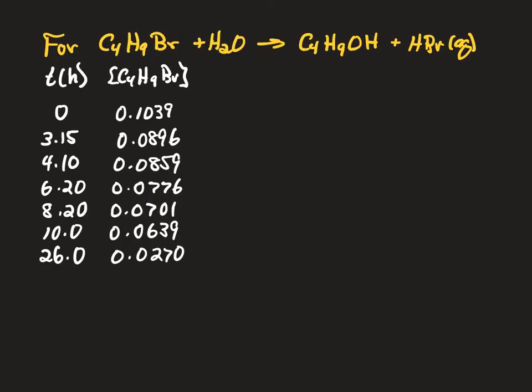Okay, so here we have a reaction that is tertiary butyl bromide reacting with water to give tertiary butyl alcohol plus hydrogen bromide. And here we have some time data. In this case, the data is given in hours, and as time elapses, we're measuring the concentration of our reactant tertiary butyl bromide. And so I took this data and I put it in Excel and I plotted it out. And so I got plots that look something like this, just to give you a quick view.